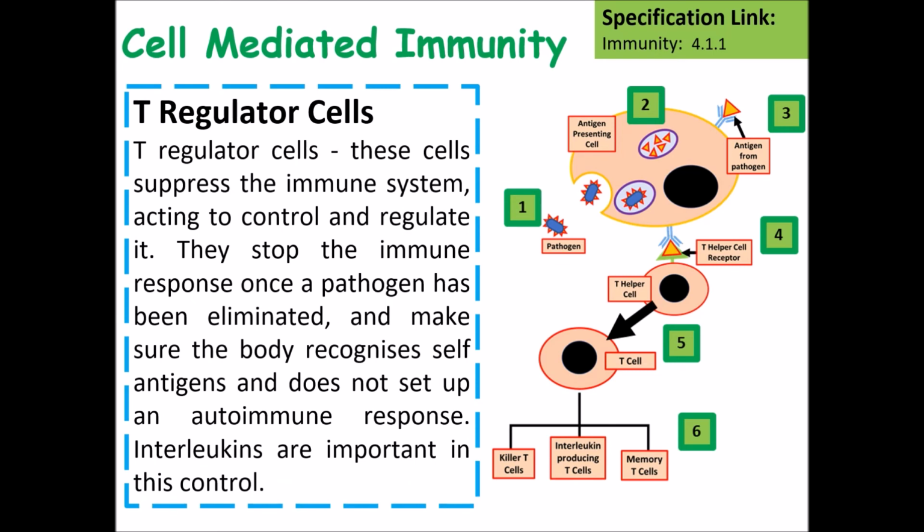T regulator cells can be formed, so these cells suppress the immune system, acting as a control to regulate it. They stop the immune response from getting too fast and taking over. So at some point the immune response will need to die back. When this stops working, an autoimmune response can happen.